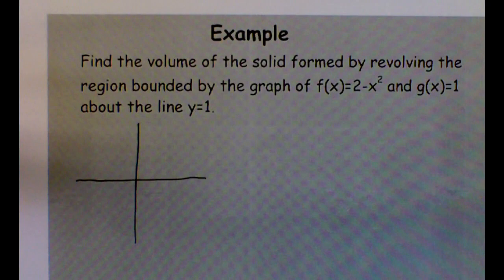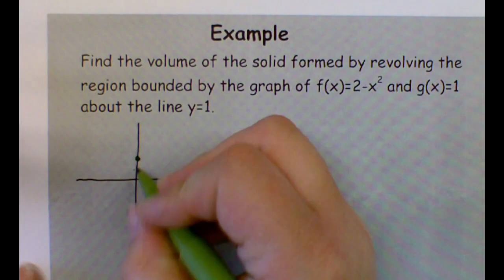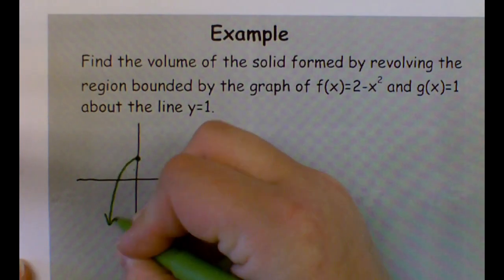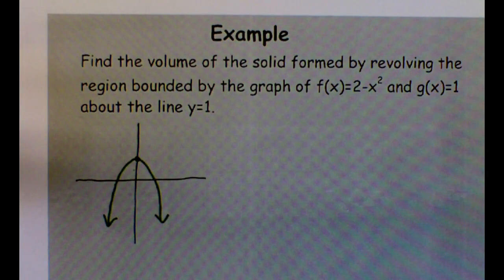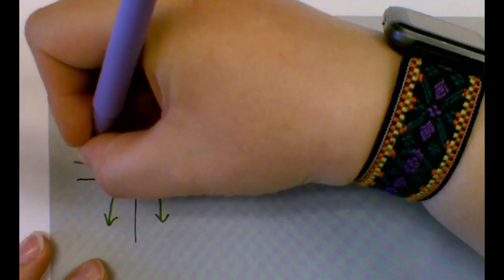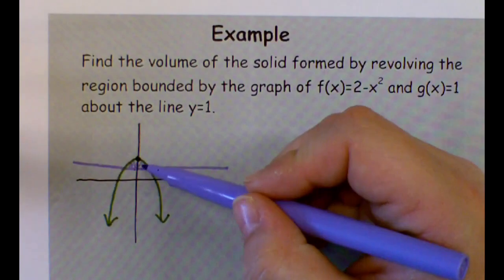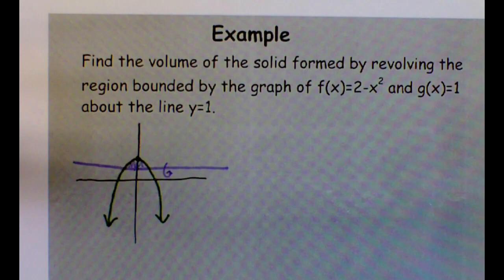F of x is 2 minus x squared. So that's a parabola. It's upside down, and it's shifted 2 up. And that means square root of 2 is where we'll cross the x-axis. There's my first function. My second function is g of x equals 1, which is right there. And I want the region bounded by that about the line y equals 1, which is that.